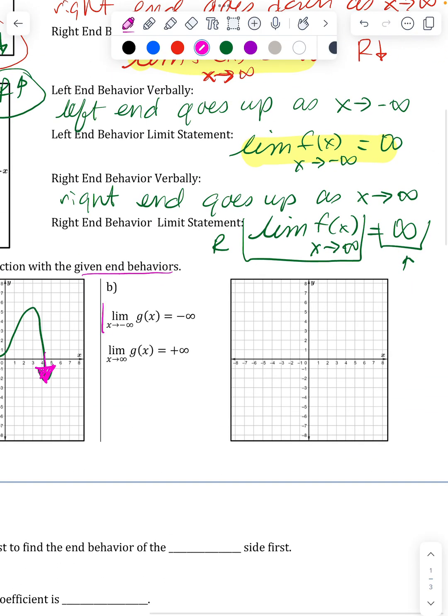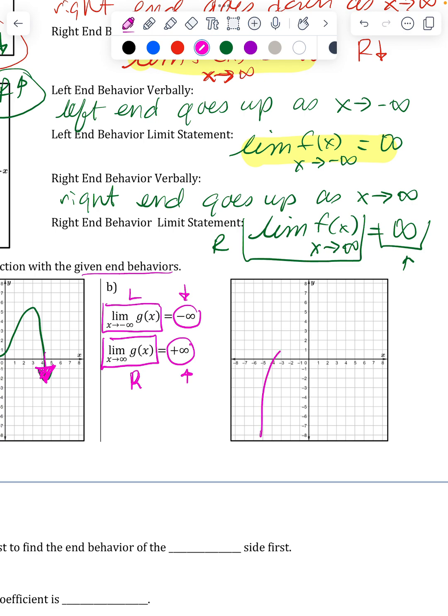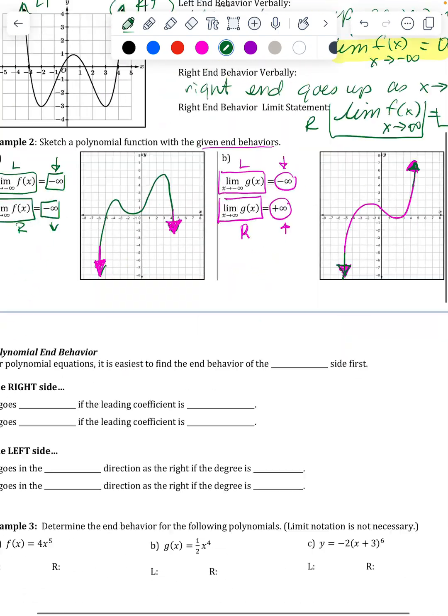Here, x approaching negative infinity is left. This tells me my y is going down. Here, my x's are getting larger towards positive infinity, so that's going to be the right end, and my graph is going up. So I need something with the left end going down and the right end going up, and you can draw any polynomial graph that you want as long as the left goes down and the right goes up. So that's kind of how that looks in graphic form.